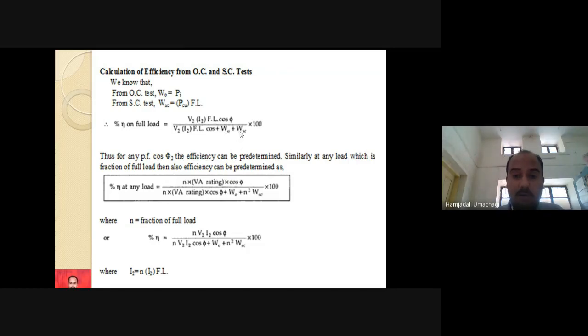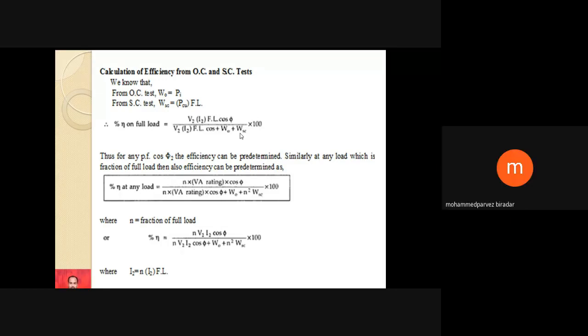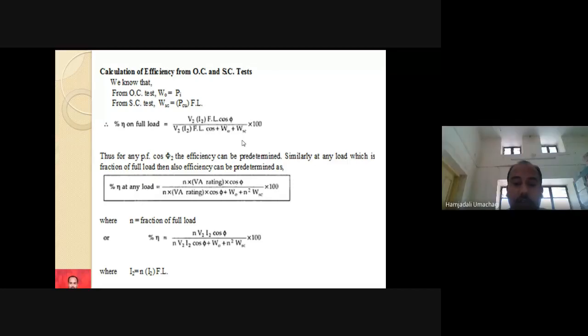If I take the copper loss, what is the formula for copper loss? W_SC. The formula for the copper loss is I square R. So this W_SC is nothing but your I square R loss. Yes or no? So here the current is appearing a square number of times.